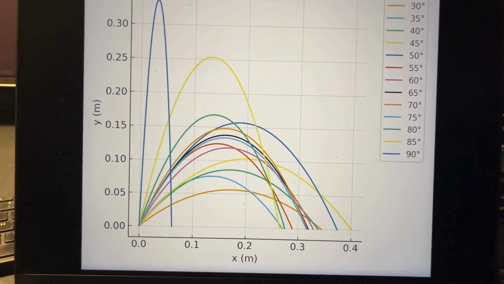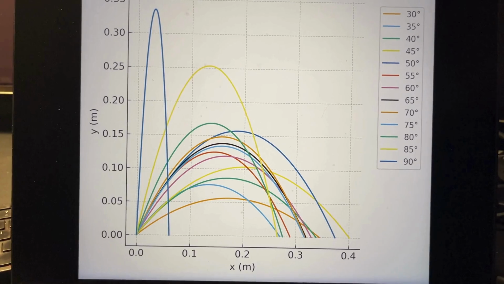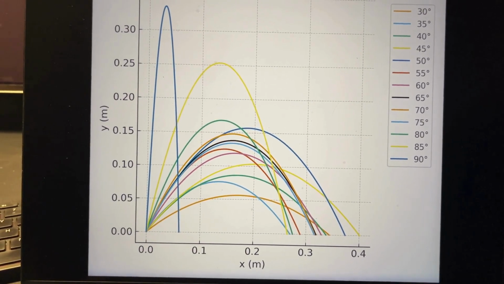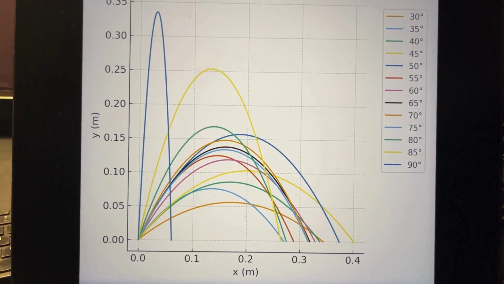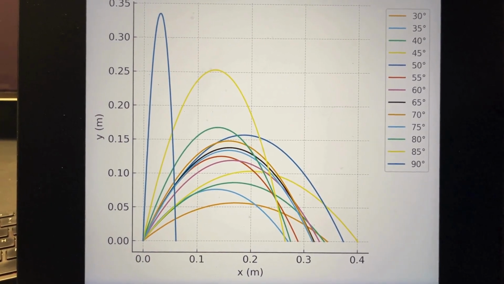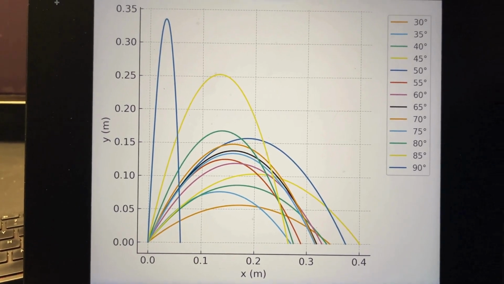Here you can see plot 3, which shows sample trajectories in the XY plane for different launch angles. Each curve is a parabolic path reconstructed from the measured range and maximum height, and the small distortions from the ideal shape are mainly due to slight variations in the spring compression and alignment.